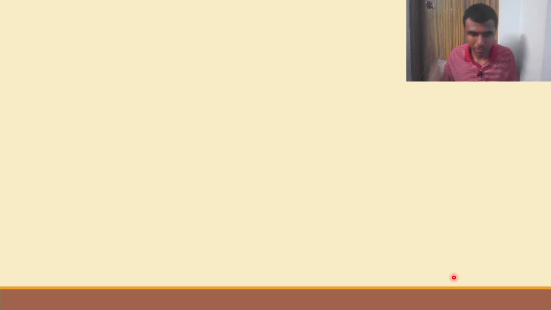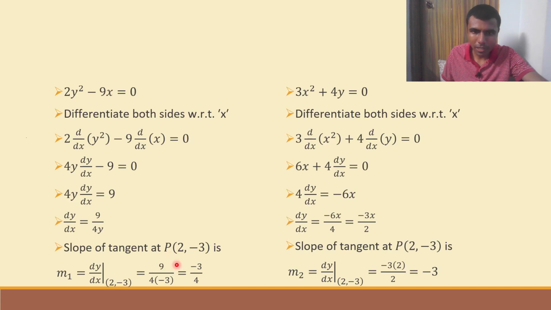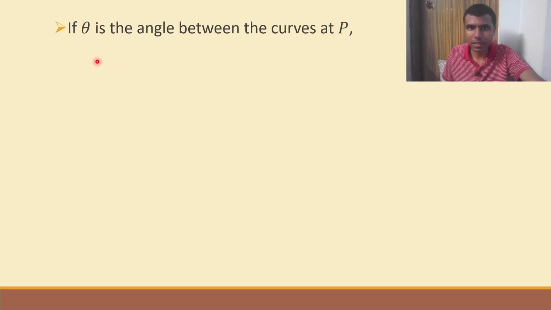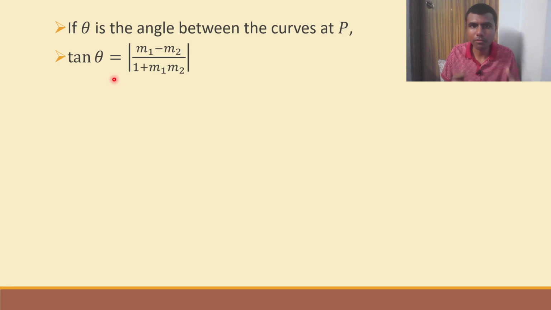And now let's come back. So we got m1 and m2. m1 is minus 3 by 4 and m2 is minus 3. So tan theta, if theta is the angle between the curves at P, then tan theta is modulus of (m1 minus m2) by (1 plus m1 m2).